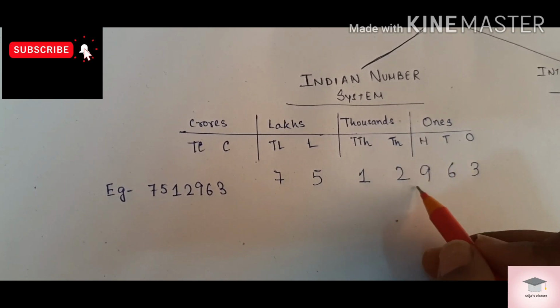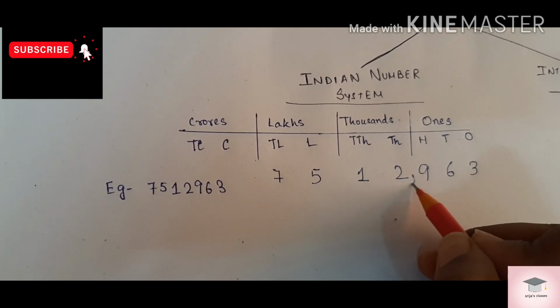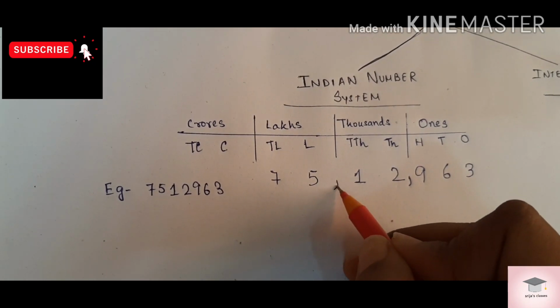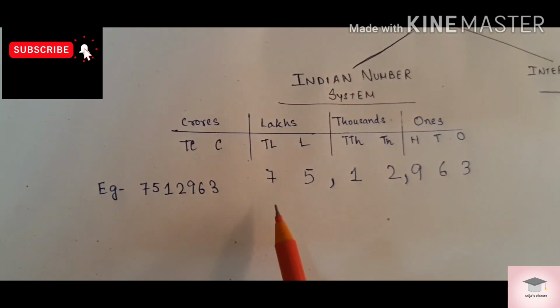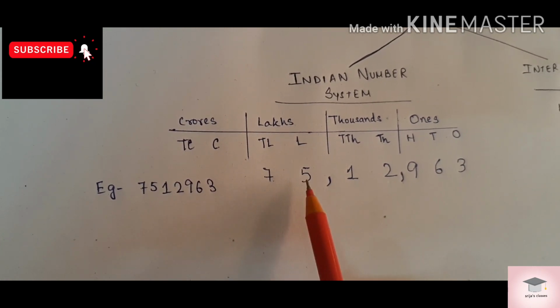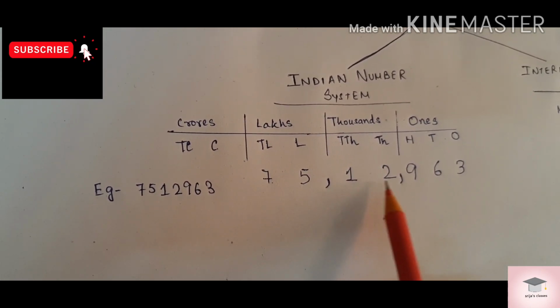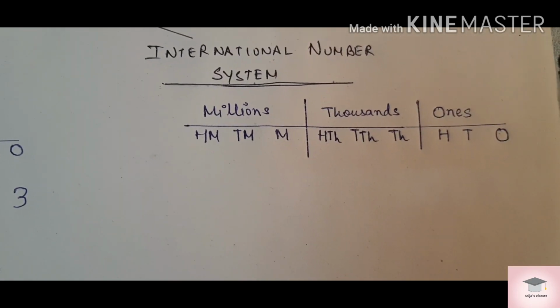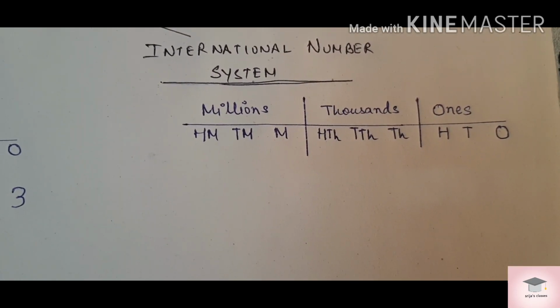After we complete the ones period, that means here. Then after we complete the thousands period, means here. So a number after putting the commas becomes 75,12,963. Now let's shift to the international number system.